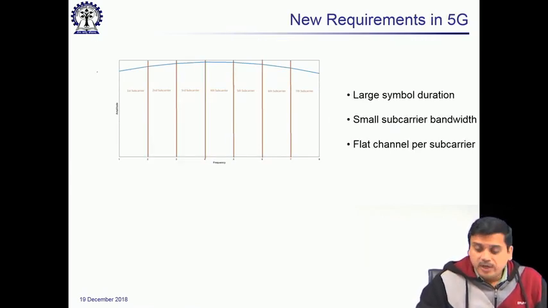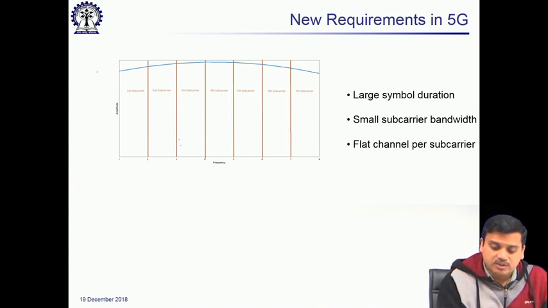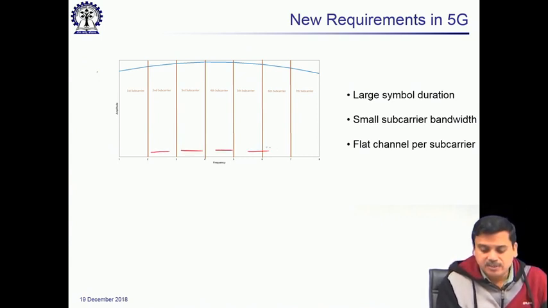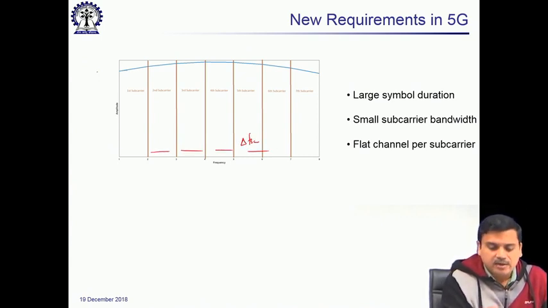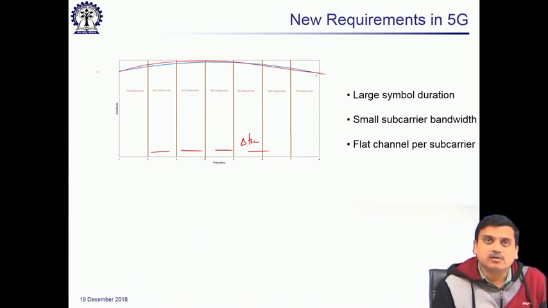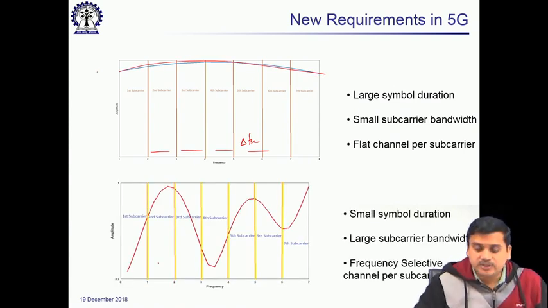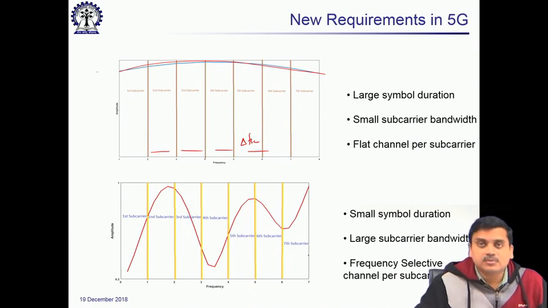Effectively it boils down to this: earlier, with these subcarrier spacings, the fluctuation was more or less flat across each of the subcarriers, whereas you have a situation like this now, and hence some solution is required to address this.